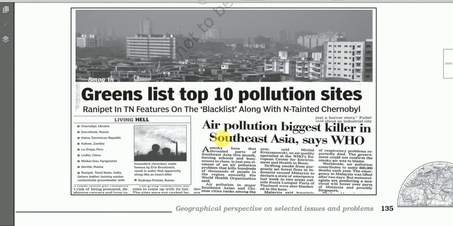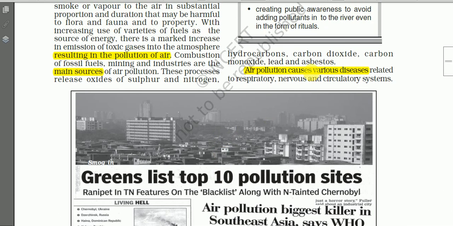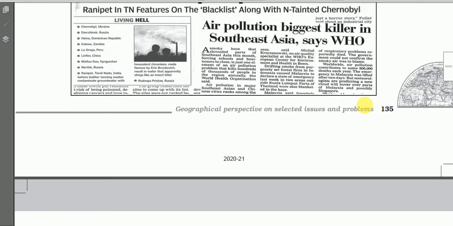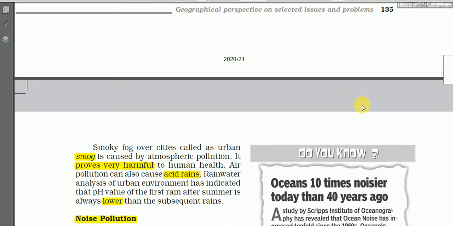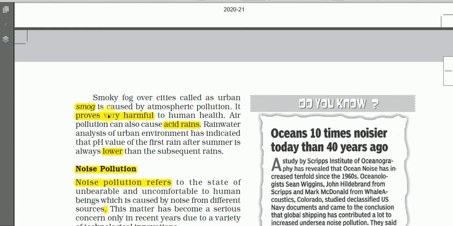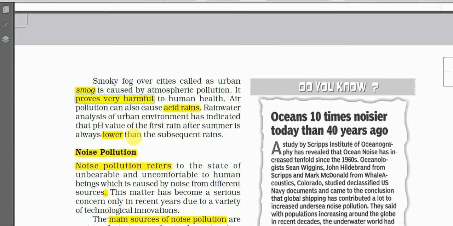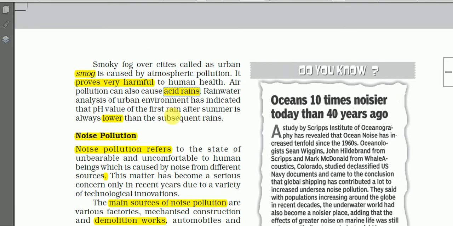These are the effects of air pollution on human health. It causes various diseases related to the respiratory, nervous, and circulatory systems. And the effects of this air pollution on the environment: here we have smoke, which proves very harmful to human health and the environment. Then we have acid rains, which are very much detrimental to the environment, forests and others.